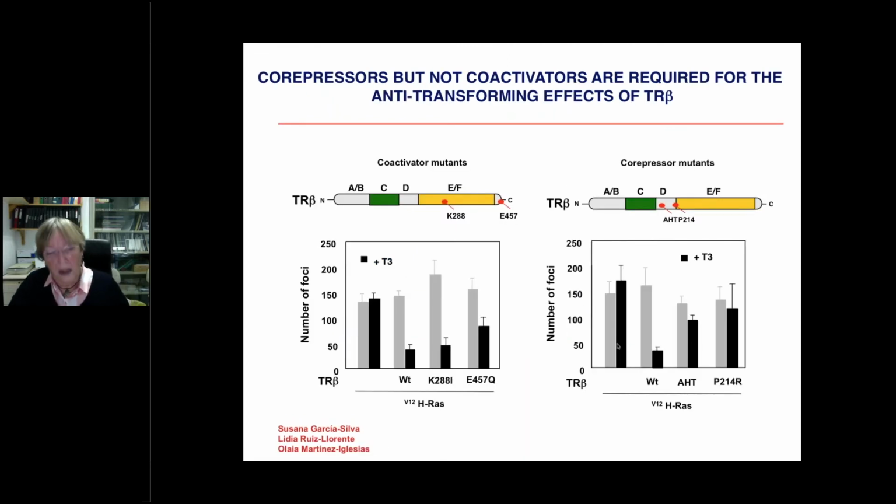And when we look at the receptor domains that could be involved in this anti-transforming activity of the receptor, what we could observe is that, surprisingly, mutations in this particular residue that abolish the recruitment of activators did not abolish the ability of the receptor to mediate T3-dependent inhibition of transformation. However, we could observe that mutations in these domains that are required for the recruitment of co-repressor also abolish the T3-dependent inhibition of transformation.